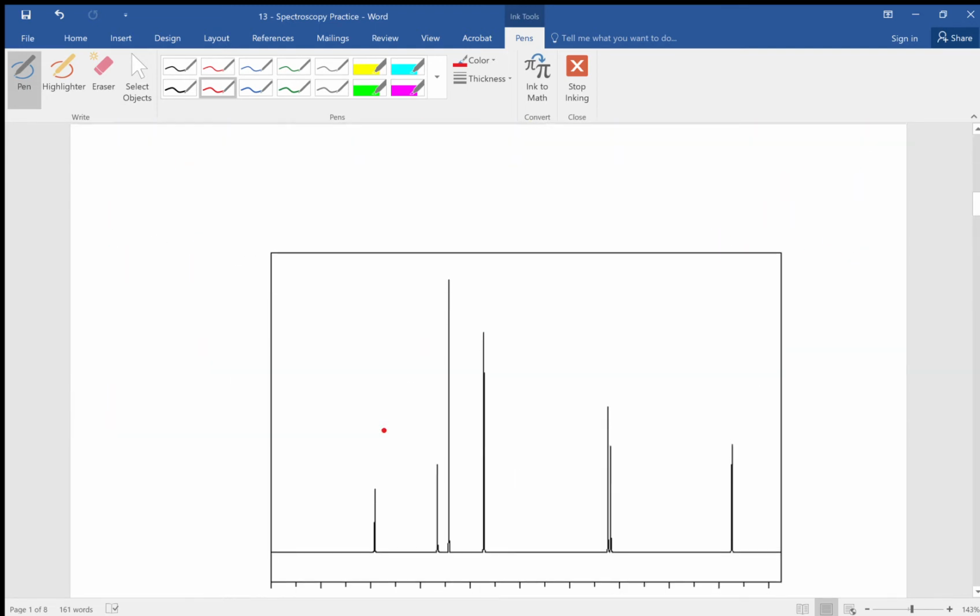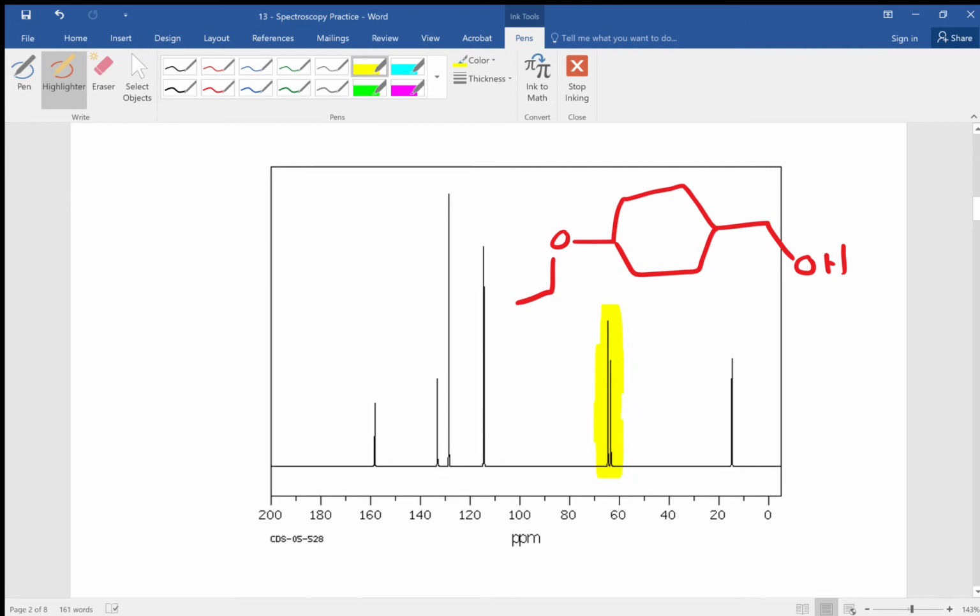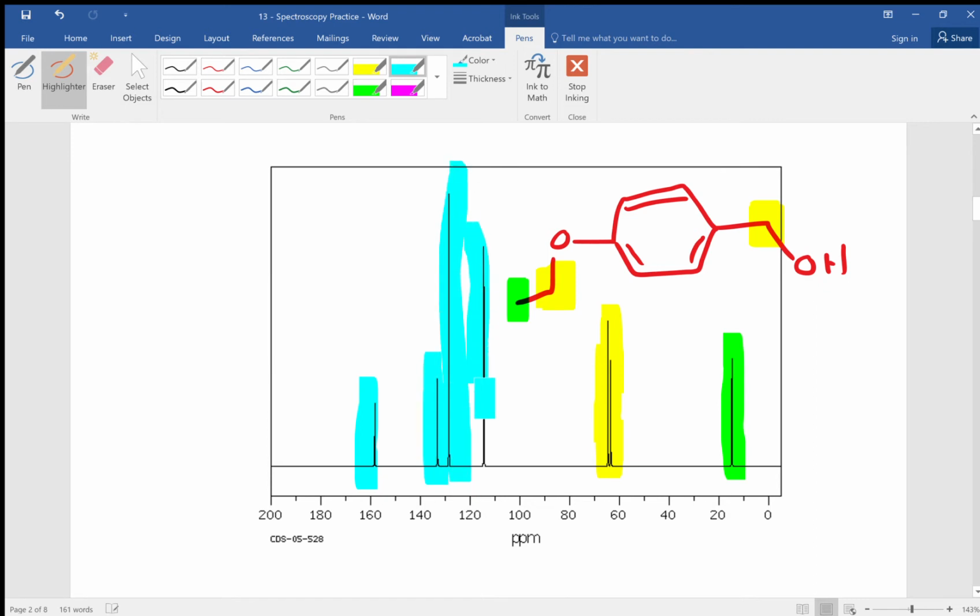Is that consistent with our carbon NMR? So we have 2 peaks right next to each other around 60 ppm. That's consistent for carbons that are next to oxygens, and we do have 2 of those. We also have a peak down here around 10 ppm, which is consistent with a carbon at the end of a chain, like that one. Finally, we have 1, 2, 3, 4 aromatic carbons, which is consistent with this type of structure as well.